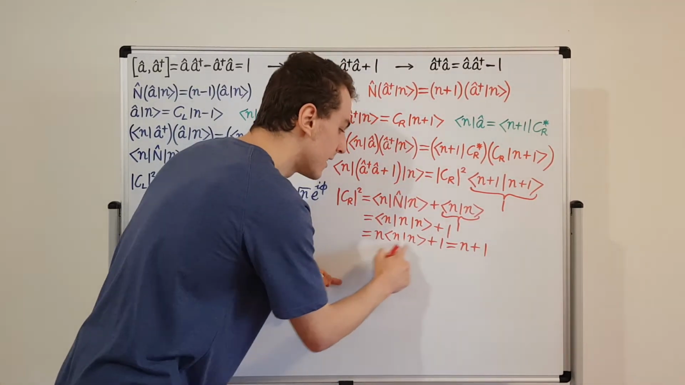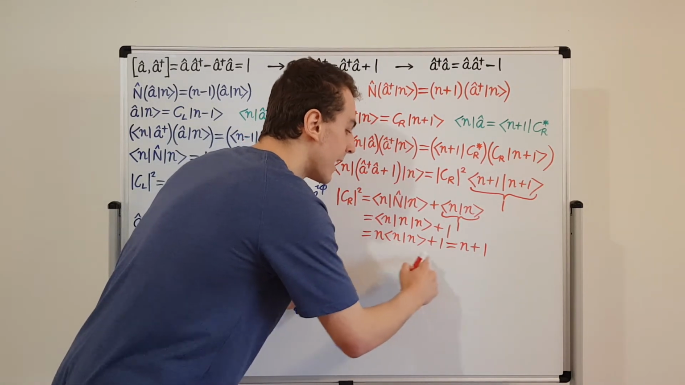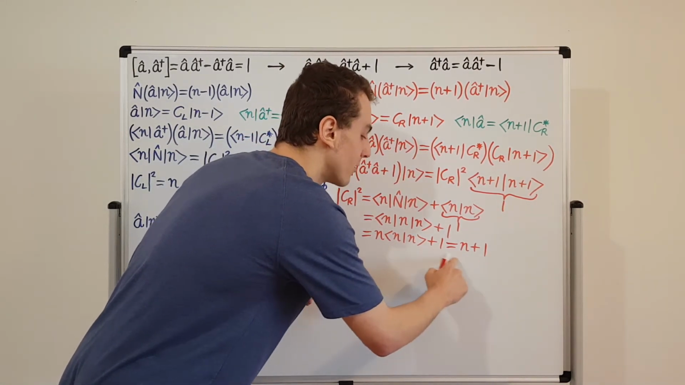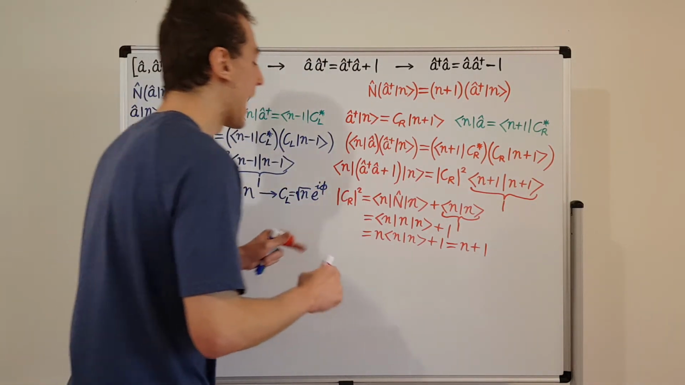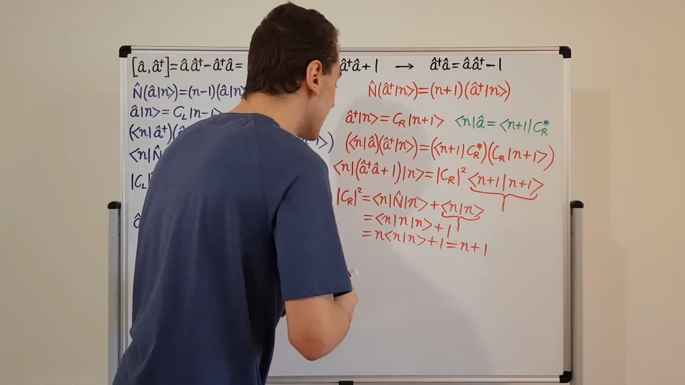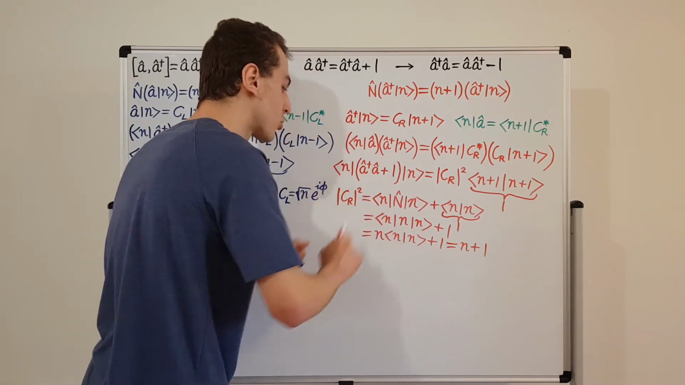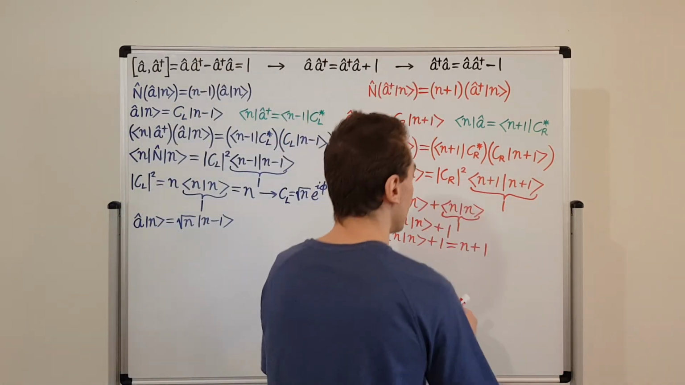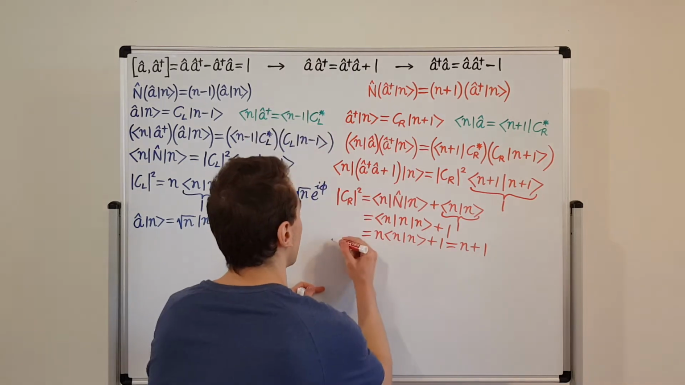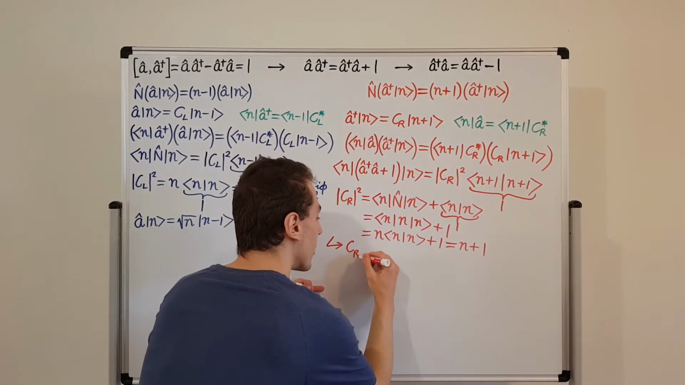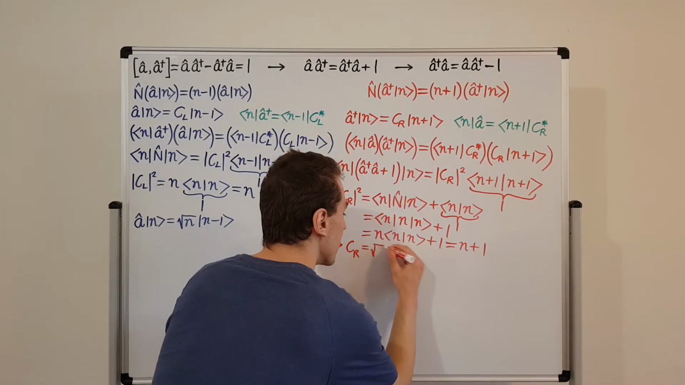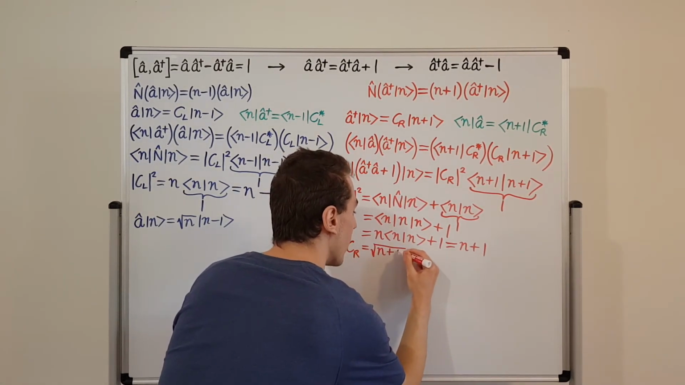So this gives us n. This is just multiplying by 1, and that doesn't actually change this. And then we add 1. So we have n plus 1. The square magnitude is equal to n plus 1. But now we have to take the square root. We have to undo this square. I'll write this underneath. That's going to give us this combination. So C_r is going to be equal to the square root of n plus 1.